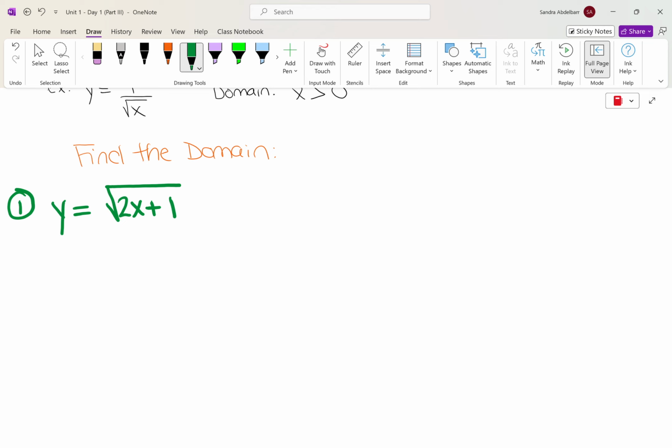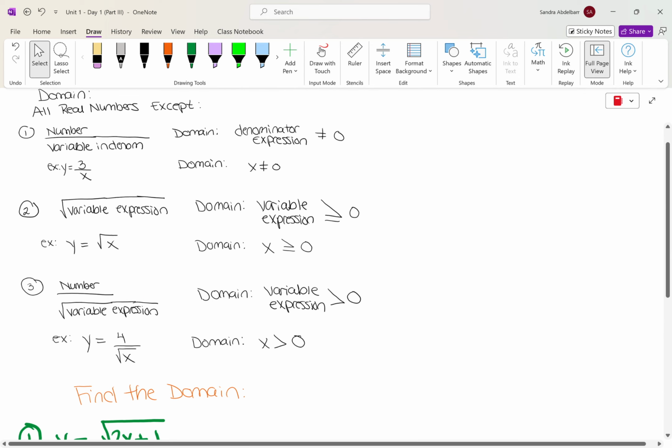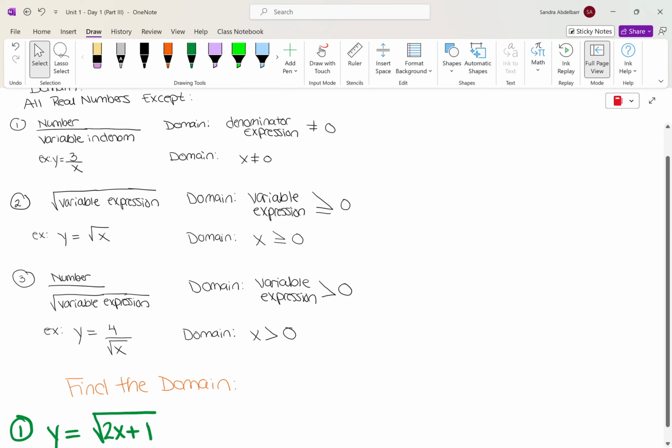Remember, if it's going to be a restricted domain, it's going to fall under one of these three options. If it's not one of these three options, your domain will be all real numbers. All right, so the first one is if we have a fraction with a variable in the denominator. Is there a fraction here? No. The second restriction, you just have a radical with a variable underneath the radical. Does that fit the bill here? Do we just have a radical with a variable underneath the radical? Okay, so we're going with the second one.